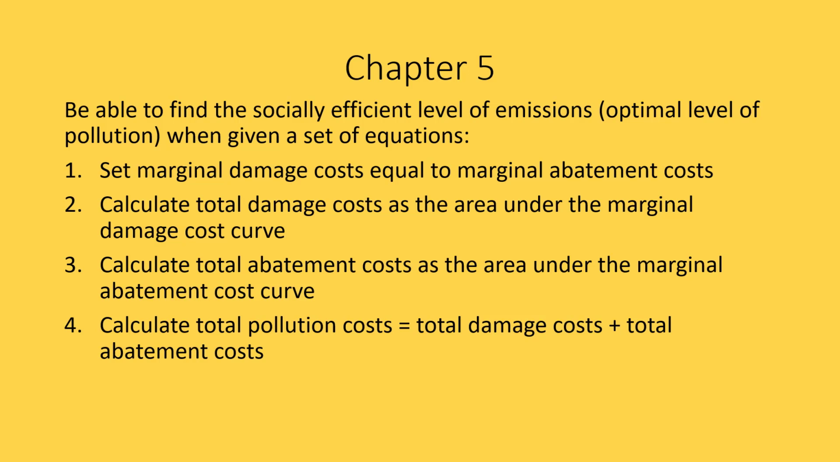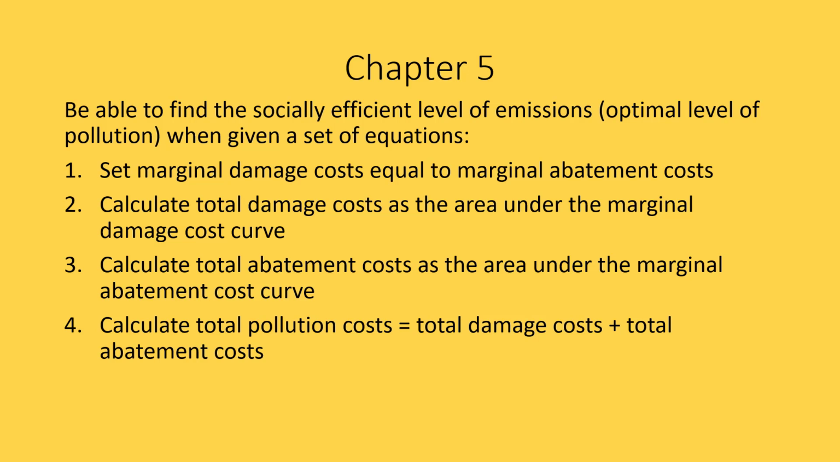In Chapter 5, remember the big mathematical issue there was being able to find the socially efficient level of emissions, what was known as the optimal level of pollution, when given a set of equations, those equations referring to the marginal damage costs and the marginal abatement costs. Remember, you set those two equations equal to one another in order to find that optimal level of emissions and the cost at the optimal level of emissions.